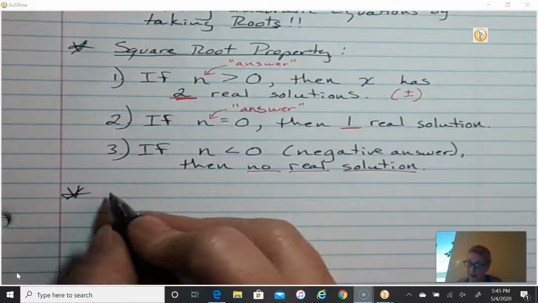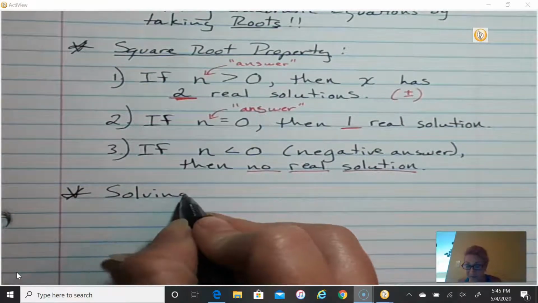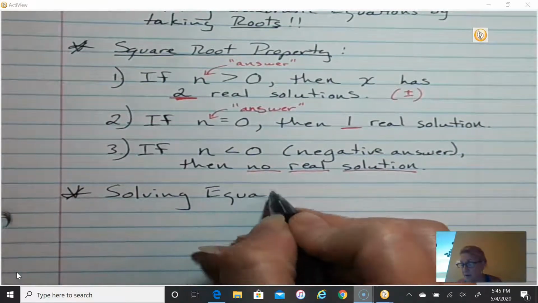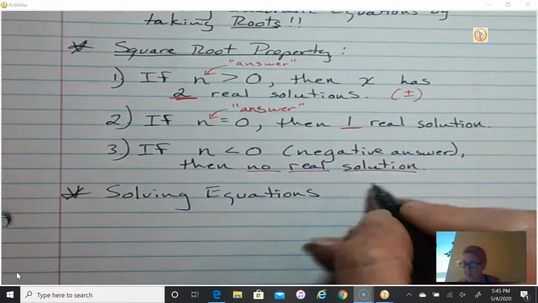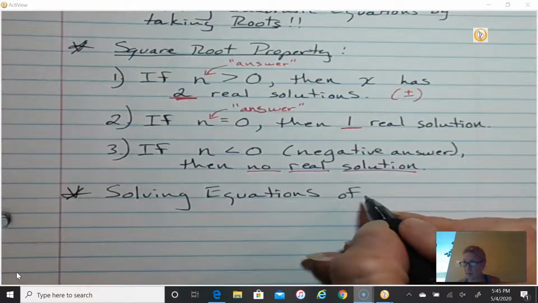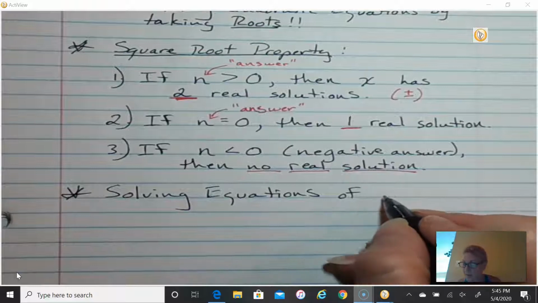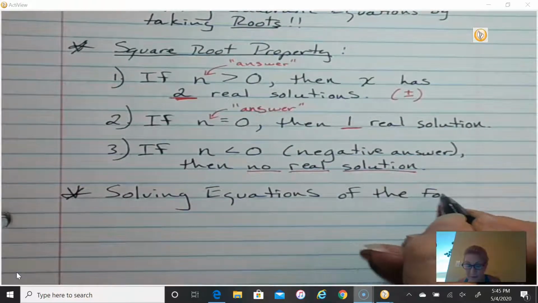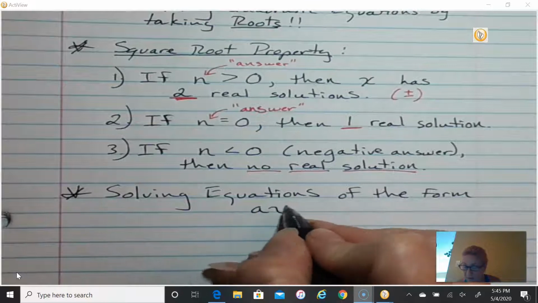Okay, now how to solve it. Solving equations. I'm still stuck on that example I just gave you off the top of my head. I'm not sure if that's correct. That's okay, it doesn't matter. You get my point.